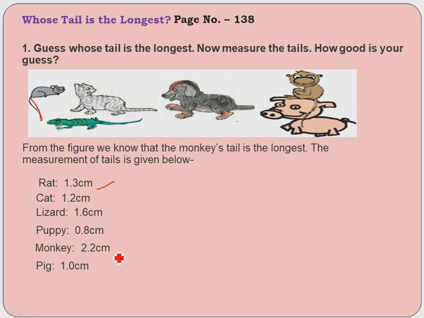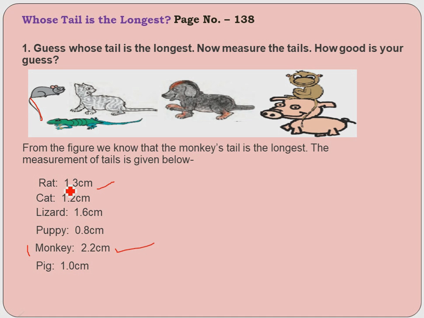So seeing this, which one is first? Tell me, whose tail is bigger? 2.2 centimeters, as we have guessed. And then this comes first. Then see which is the next biggest one. Because here in the ones place 2 is there, only 2 is the biggest one. That's why we have considered that.